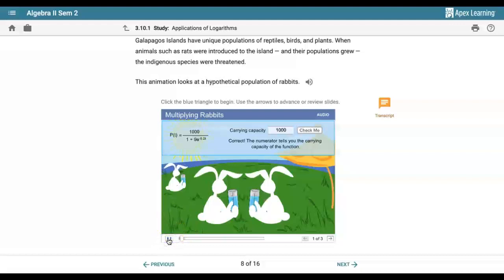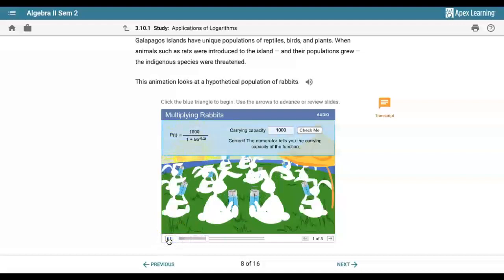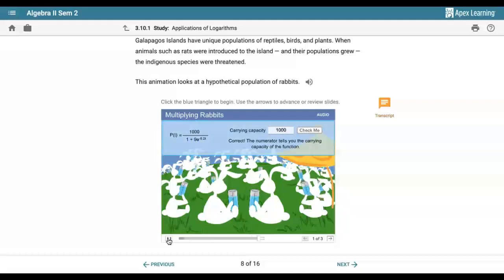Here is an example problem involving a logistic growth curve. Suppose this function describes the growth of a population of rabbits on a particular island, where T represents the time in years since the rabbits were first introduced on the island. According to this model, what is the carrying capacity on the island as far as rabbits are concerned?